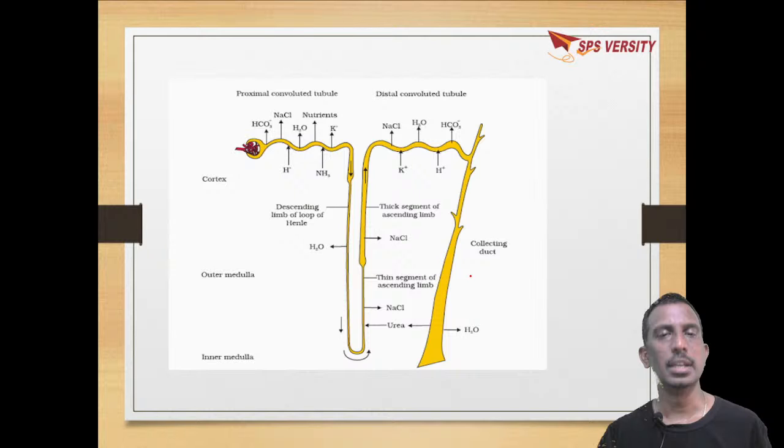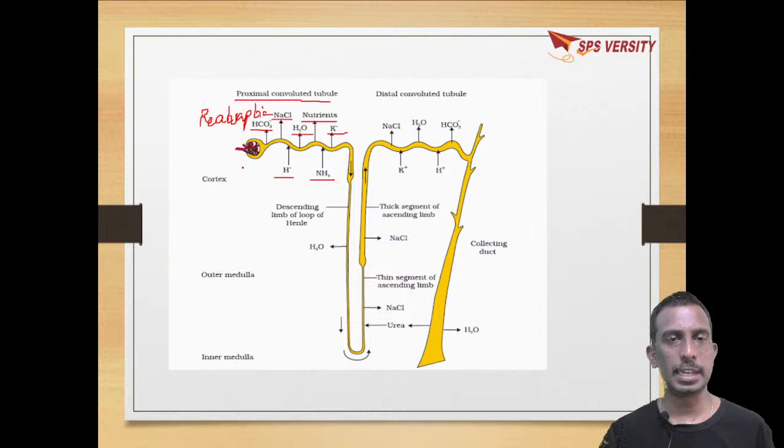In the proximal convoluted tubule, bicarbonate ions HCO3, sodium chloride, water, and nutrients like glucose and potassium are absorbed. That is reabsorption. Whereas the hydrogen ions and ammonia are secreted into this. Here you can see secretion.